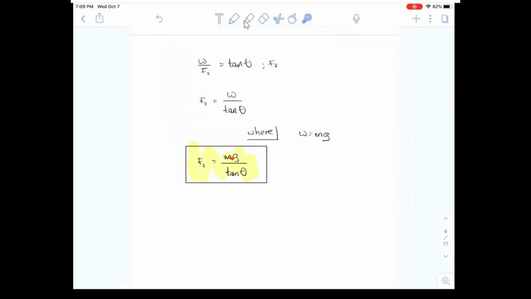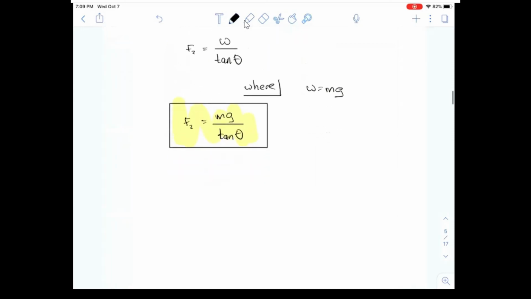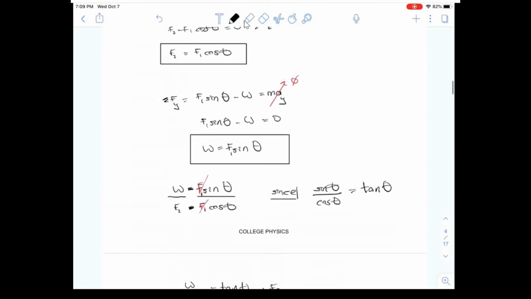Okay, so we got the mass. You know what G is. You know the angle. We got F2, right? So if you have the number, just give me the number for this one at this point. So it's going to be F2. Whatever the number is, just give me the number.